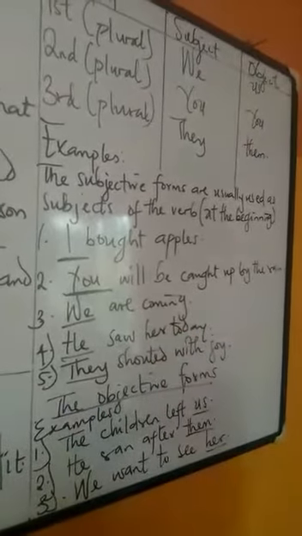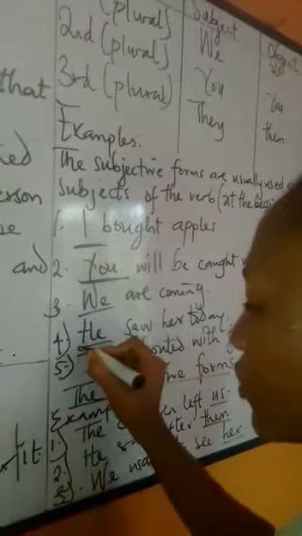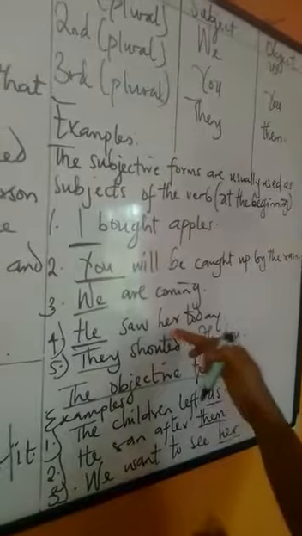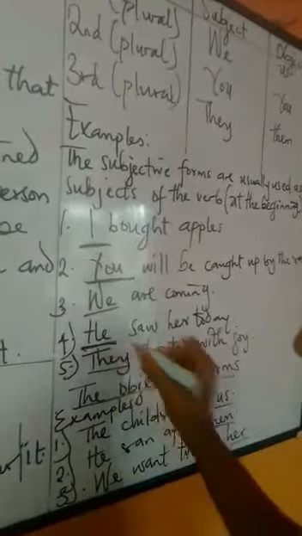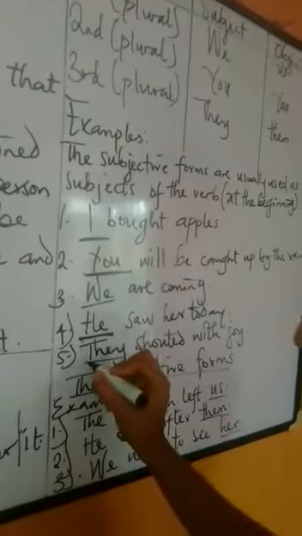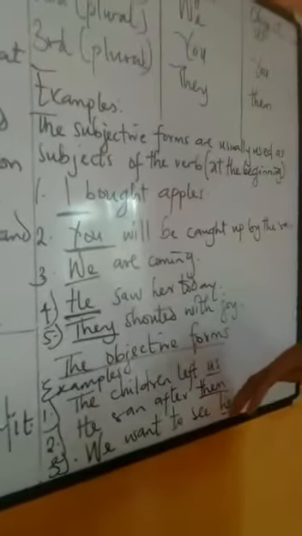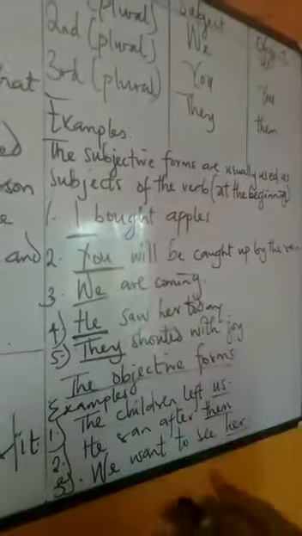He saw her yesterday. Looking at this number 4 sentence, you can see there are two pronouns here, but we are talking particularly about the subject pronoun, he. The object pronoun is her, but we're not talking about object here, we're talking about subject. They shouted with joy. The subject pronoun here is they. Now, these subject pronouns, you cannot find them at the end of a sentence receiving the action. They are usually the ones performing the action at the beginning of a sentence before the verb.